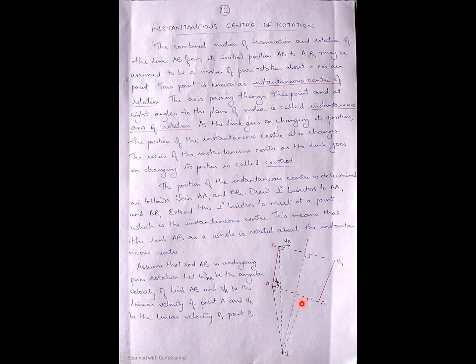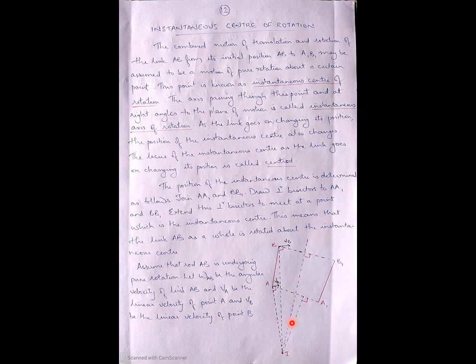Now extend these two perpendicular bisectors, which are perpendicular to AA1 and BB1. Extend these lines and finally they will be meeting at a point. That particular point is known as instantaneous center of rotation. Or in other way we can say that this link AB as a whole is rotated about this instantaneous center. So what we assumed here is this link AB is rotating from this initial position to the final position about a certain point. That certain point is known as instantaneous center of rotation. That particular point is represented by the letter I, that is instantaneous center of rotation.